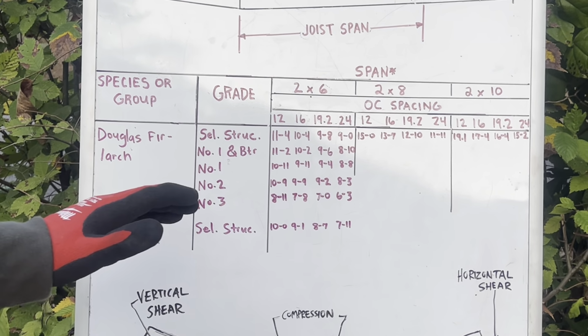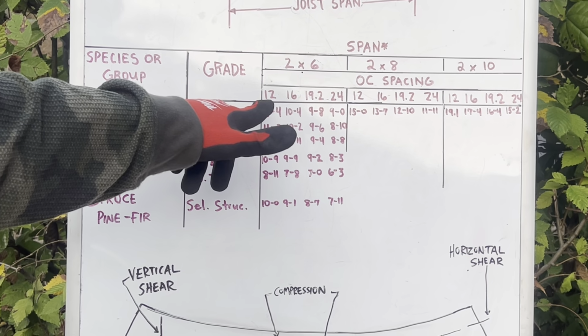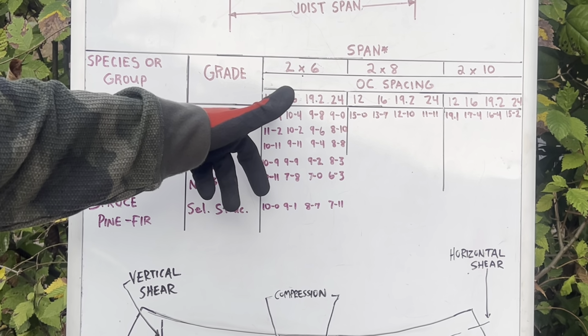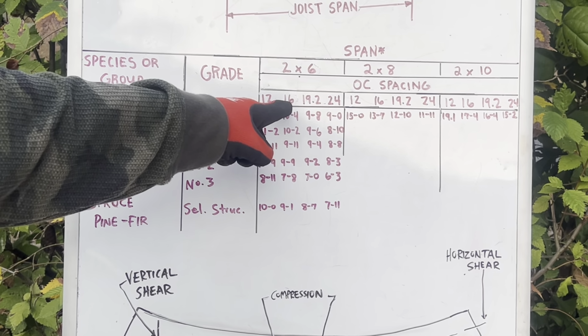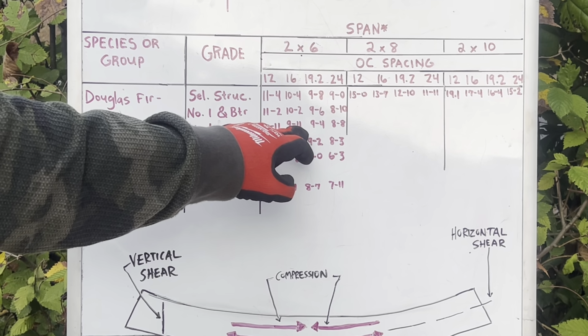Then right here I got my OC, which stands for on center spacing. Now I'm going to choose whether I'm using 12-inch spacing, 16-inch spacing, 19.2-inch spacing, 24-inch spacing. Once I choose that, let's say I'm using Douglas fir larch, number 1, 16-inch spacing, number 1. So my allowable span is 9 feet 11 inches.